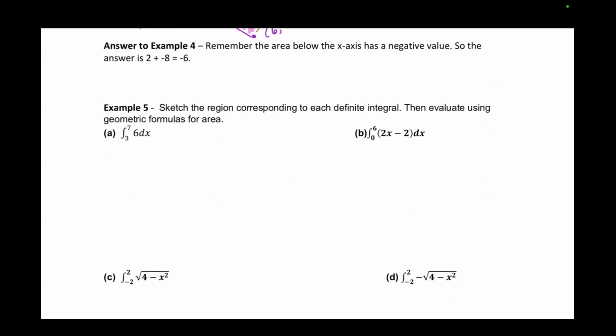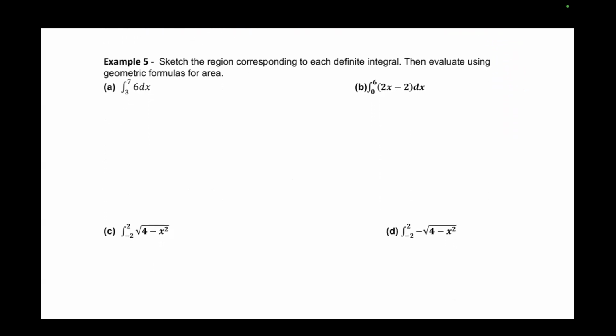All right, example 5. Got a few other problems here. Notice it says evaluate using geometric formulas. Again, we will eventually tie this to indefinite integrals and we'll use integration to find these definite integrals. But for now, we're just graphing and using area formulas that you learned in geometry class.